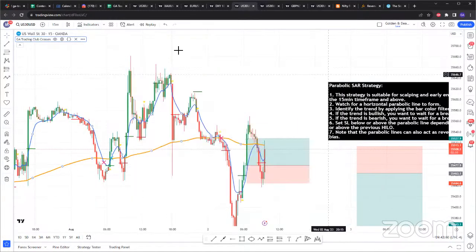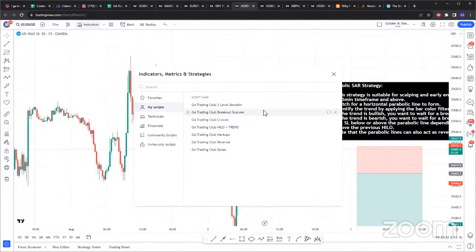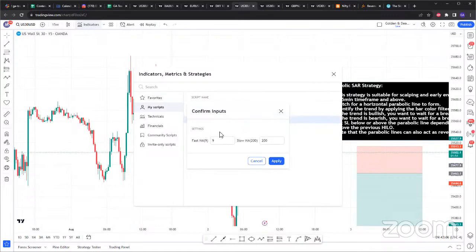Okay, so I'm just assuming, for those of you who are just testing out the new requirements, just make sure you take off the old indicator and reapply it in order to get the new one. So once you load the new one, for example, this one I'm using is the crosses indicator.